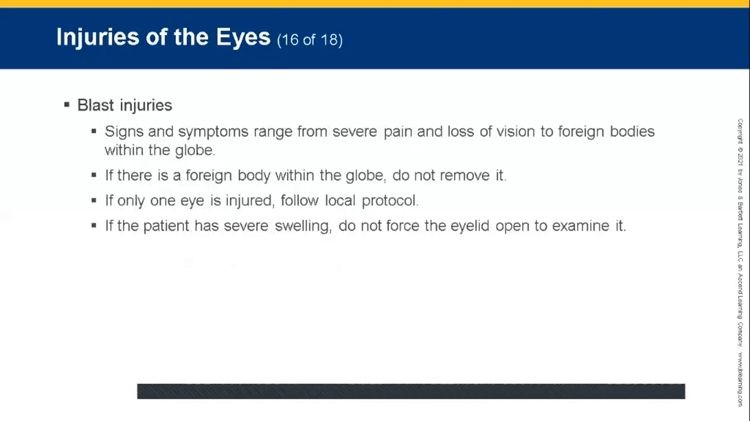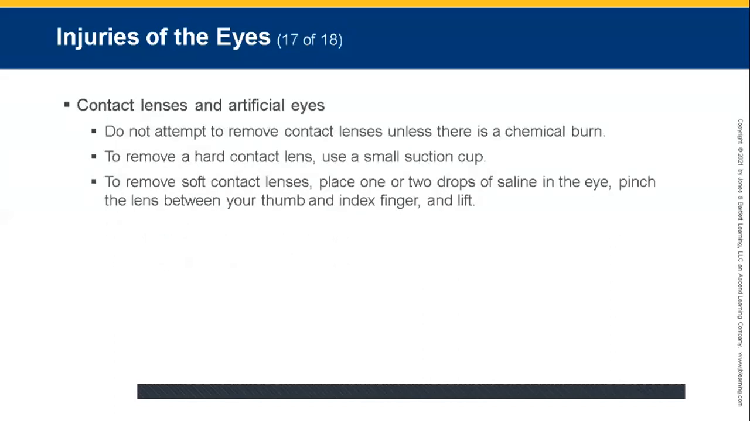If only one eye is injured, follow local protocol. If the patient has severe swelling, do not force the eyelid open to examine it. For contact lenses and artificial eyes, do not attempt to remove contact lenses unless there is a chemical burn. To remove a hard contact lens, use a small suction cup. To remove a soft contact lens, place 1 or 2 drops of saline in the eye, pinch the lens between your thumb and index finger and lift.